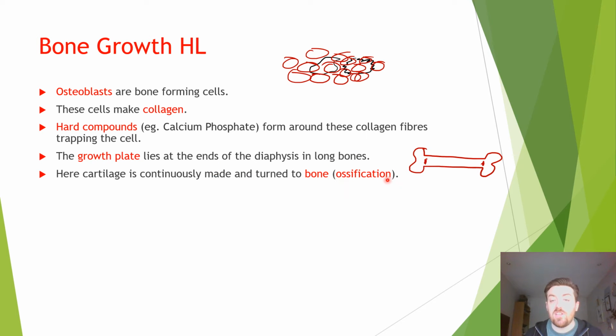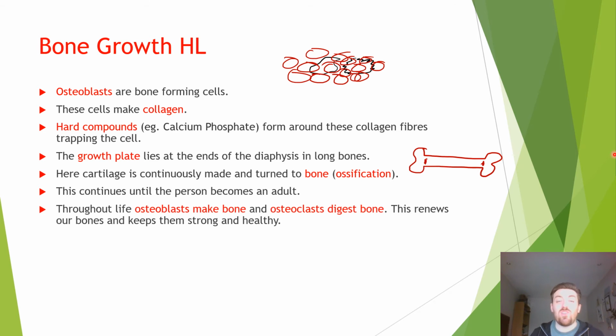This process is called ossification. So basically, the growth plate is where all of this is happening a lot and very quickly. So lots of osteoblasts forming, lots of collagen being made, lots of calcium phosphate hardening it up. This is called ossification, which results in your bone being made. This continues until the person becomes an adult. So in your early 20s, maybe late teens, this process pretty much stops.